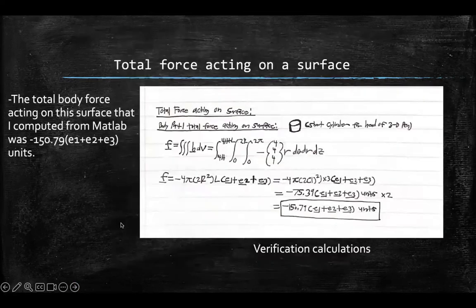And lastly, for the total force acting on the surface, I chose to find the total force acting on the circular top surface of the short cylinder of the 3D pen. The total body force acting on the surface that I computed in MATLAB was -150.79 E1 plus E2 plus E3 units. To show it by hand, in order to compute the total force due to the body forces, I would have to take the triple integral, and then I would get -150.79 E1 plus E2 plus E3 units.